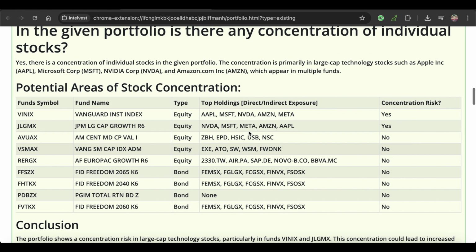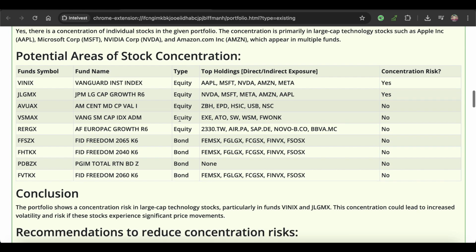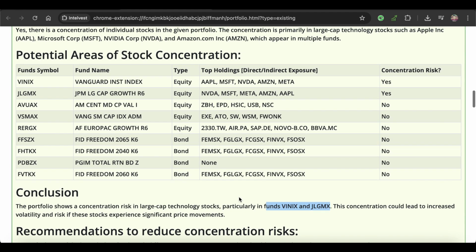In the case of my portfolio, it is saying that the concentration is primarily in large-cap technology stocks such as Apple, Microsoft, Nvidia, and Amazon, which appear in multiple funds. It has also identified the funds and have listed down for me with its holdings. Those are Vinex and JLGMX.